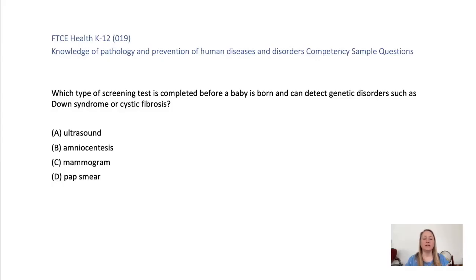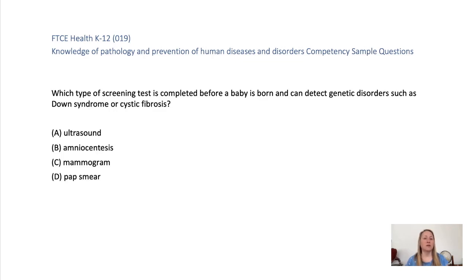Which type of screening test is completed before a baby is born and can detect genetic disorders such as Down syndrome or cystic fibrosis? A. Ultrasound. B. Amniocentesis. C. Mammogram. D. Pap smear. A. Ultrasound is incorrect. An ultrasound shows images of the baby's development, but it doesn't test for genetic disorders.